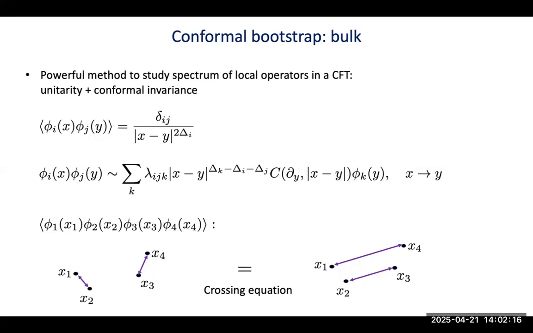And then if you have a 4-point function, you can expand this 4-point function in two ways. You can either think about fusing x1 and x2, x3 and x4, and using this OPE, or you can do it the other way around, x1 and x4, and x2 and x3. And the two sides have to be the same. This is known as the crossing equation.